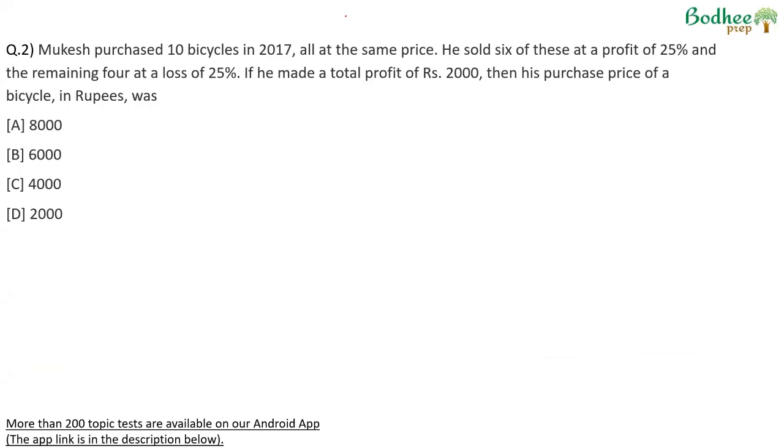Mukesh purchased 10 bicycles in 2017, all at the same price. Suppose the price of each bicycle is X. I'm saying CP is equal to rupees X per bicycle.